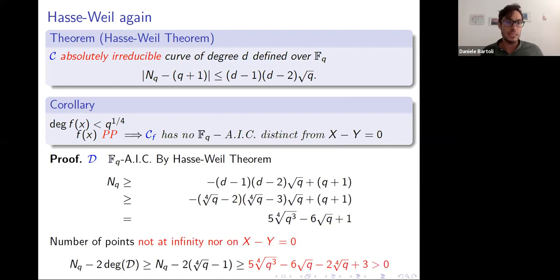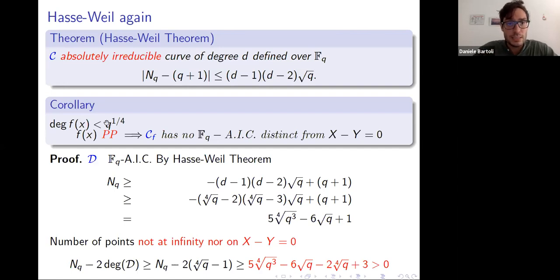The proof is very easy. I just would like to say a few things. Don't look at the details, just at the idea. So suppose that this curve CF has, let's say, D, an absolutely reducible component defined over Fq. Then apply Hasse-Weil to this guy.